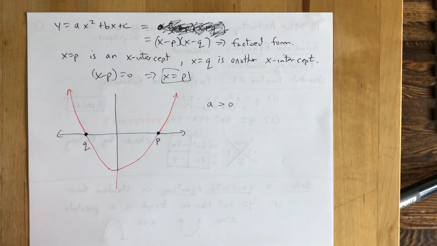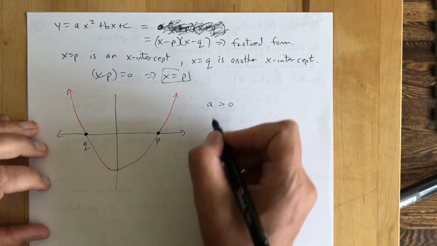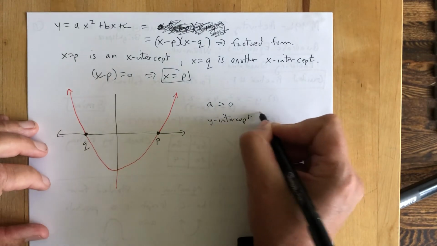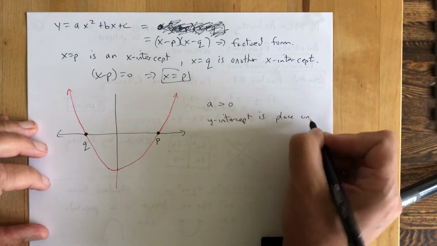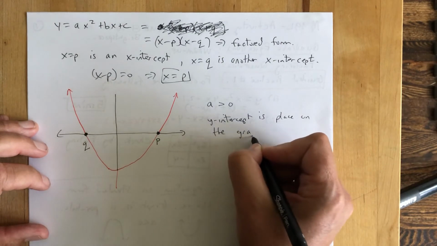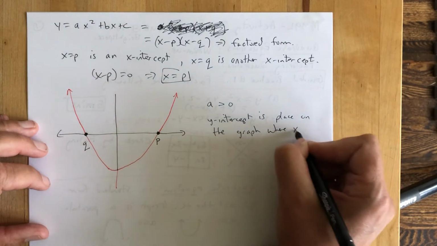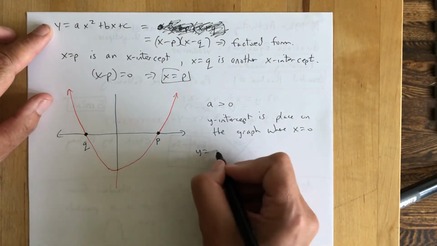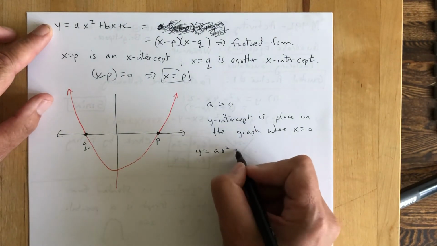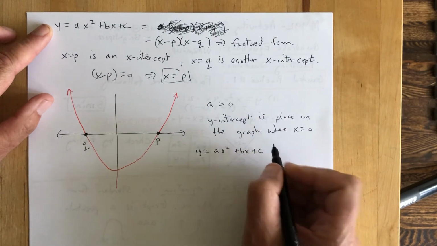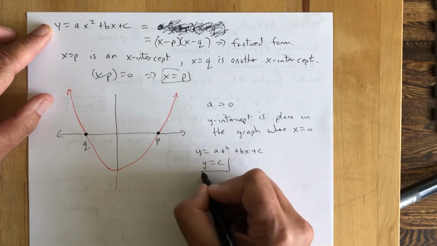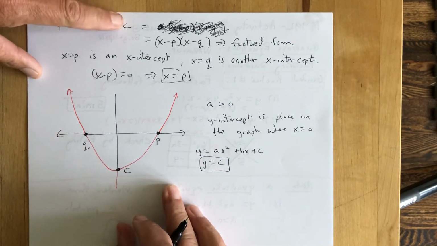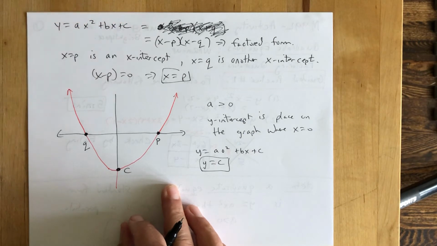There's also going to be a y-intercept. The y-intercept is the place on the graph where x equals 0. So up here, if you plug in x equals 0, you get that the y-intercept is c. So this point here is going to be c. And that's the same c that's sitting up here in your standard form.